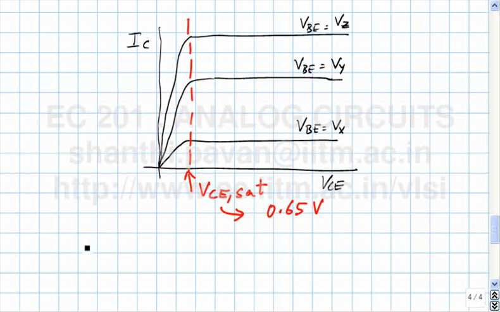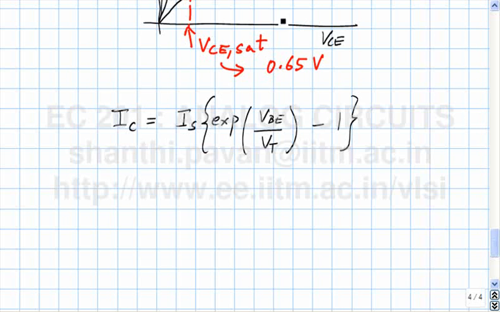We need to know the relationship between IC and VBE. It turns out that IC is given by IS times the exponential of VBE by VT, minus 1. IS is called the saturation current of the transistor.